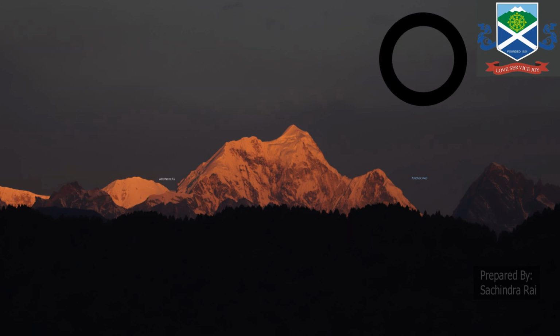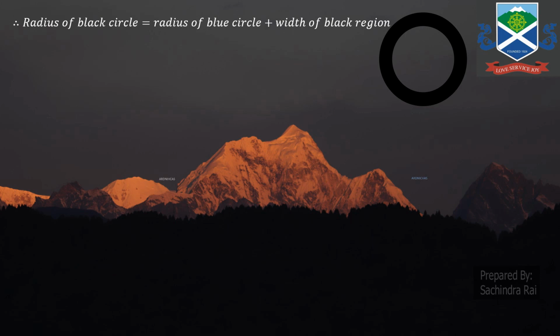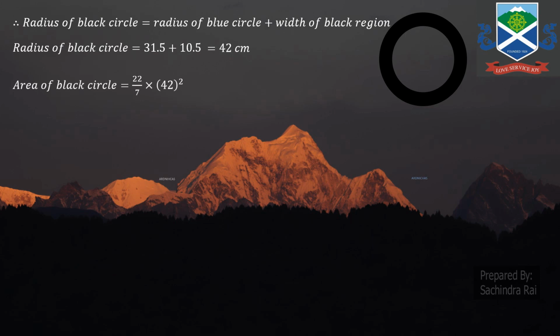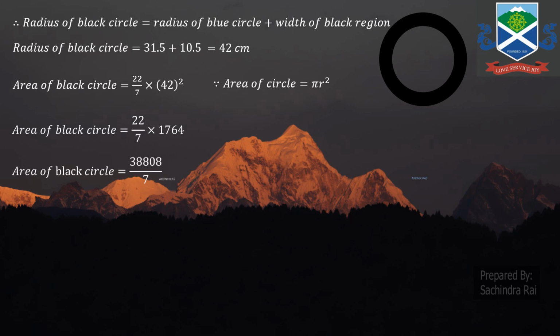Now we need to find out the area of the black region. So for this also we need to find out the radius of the black circle. So the radius of the black circle is 42 centimeter. Again, putting the value in the formula of a circle, we get 22 by 7 into 42 square. The square of 42 is 1764. Multiplying that number by 22, we get 38808 by 7. After dividing this number, we get 5544 centimeters square. That is the area of the black circle.